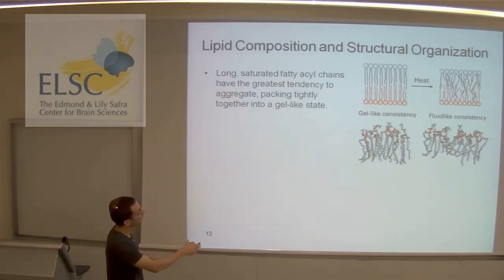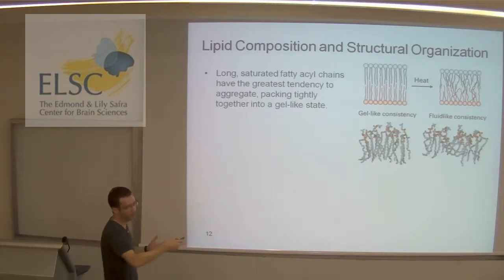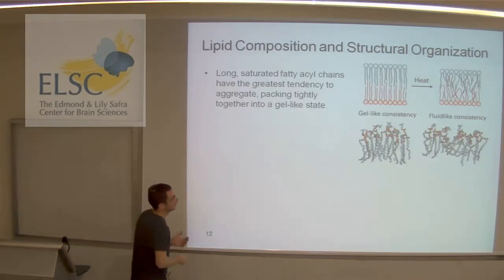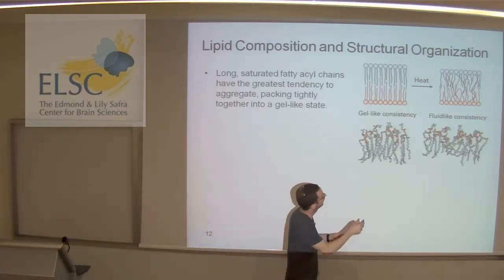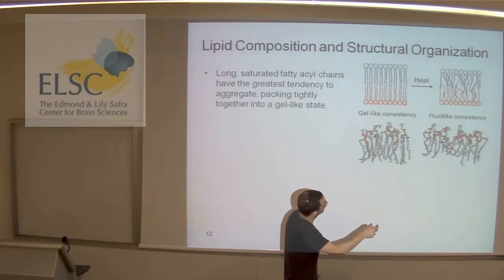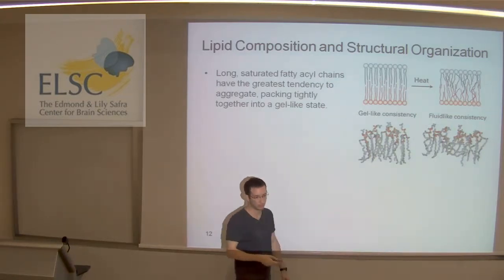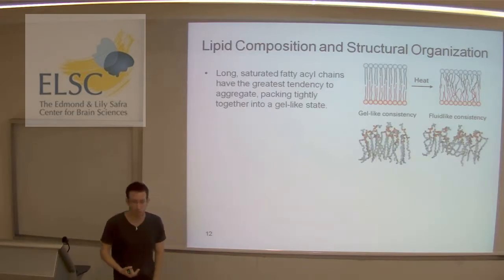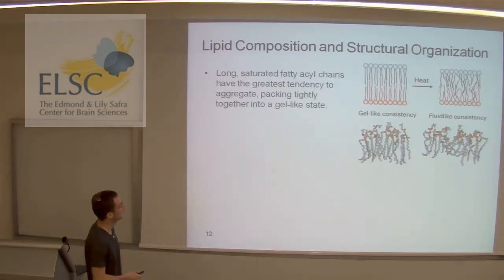The first one is the length of the fatty acyl chains in the lipids. The longer these tails, the more hydrophobic effects will be formed here, the more van der Waals interactions will be found here, and the more stable the interactions between these lipids will be, and the more we will be pushed toward the gel-like consistency of the membrane. And vice versa, the shorter these fatty acyl tails are, the more towards fluid-like consistency the membrane would be, because fewer interactions would be able to form.